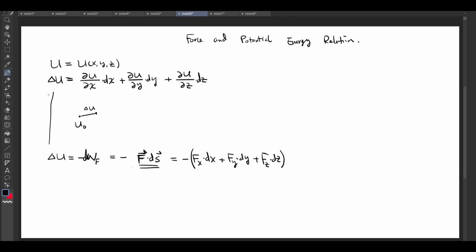Now let's set this equal to delta U, then compare term by term. The first term, Fx, is negative partial U partial x. Second term, Fy, is negative partial U partial y. Third term, Fz, is negative partial U partial z. Okay, so that's the force and potential energy relation. If I know, for an unknown system, its U of x, y, z expression, then I can calculate each component of the force. Let's do some examples which we already know.